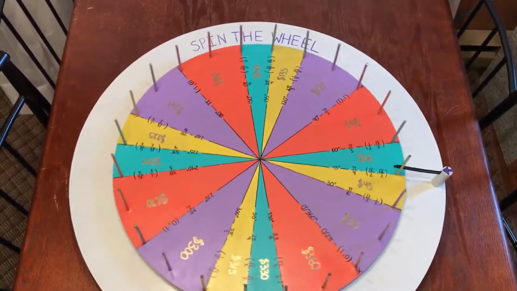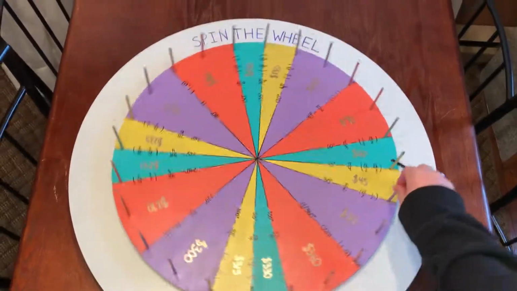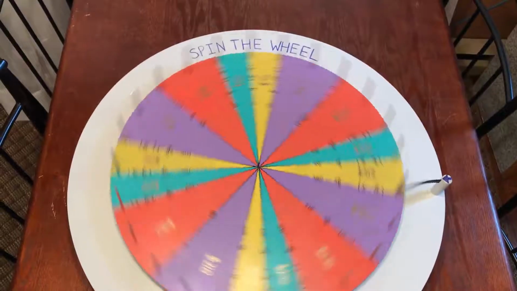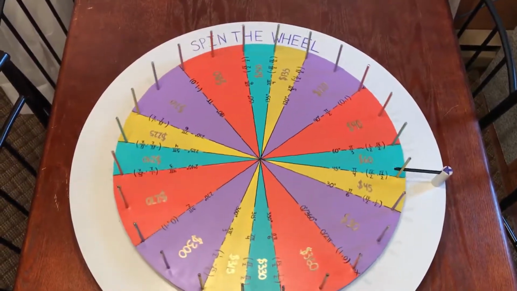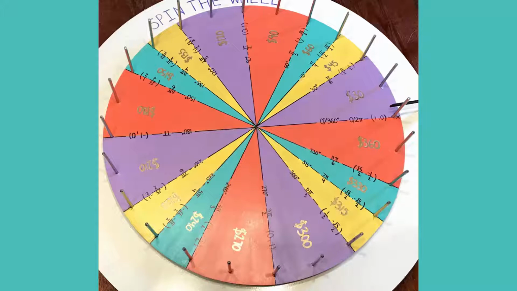The unit circle is a very important concept to know for trig. For this project, I decided to symbolize it with a wheel, inspired by the Wheel of Fortune. As you can see, I even made it actually spin, so you can feel like you're actually playing a game. The unit circle has 4 key points: the x and y axis, coordinates for x and y, radians, and degrees.